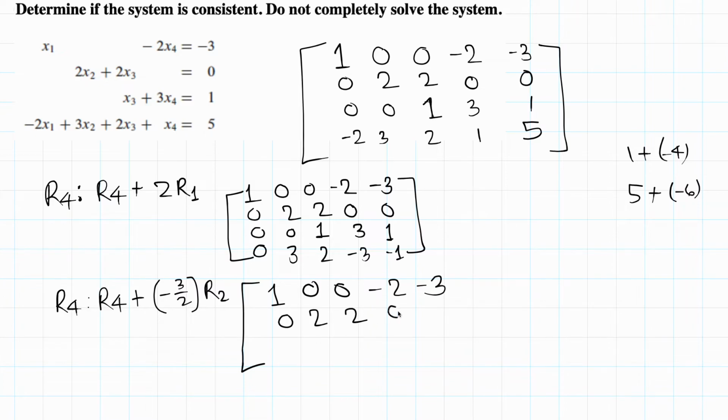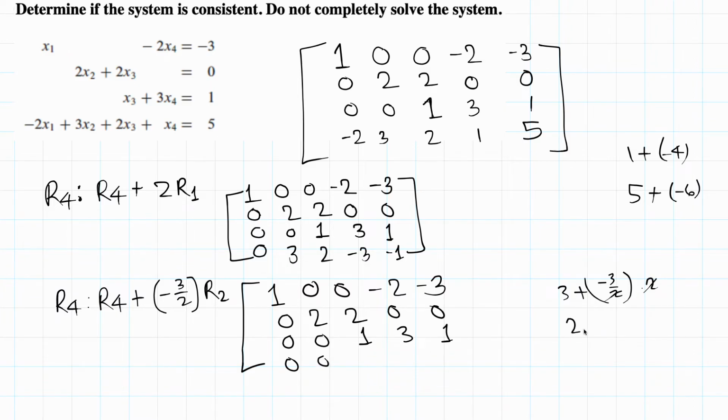0, 2, 2, 0, 0, 0, 0, 1, 3, 1. Here 0 times any number, 0 plus, we are multiplying here, right, R2. Okay, here's 0, so 0, this is 0. 3 plus here, negative 3 halves times 2. Okay, that's 0. That was our design.